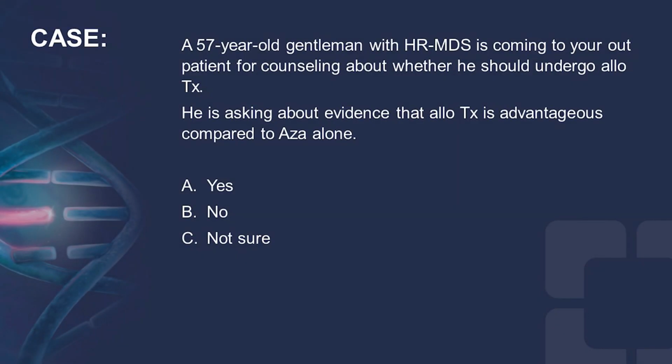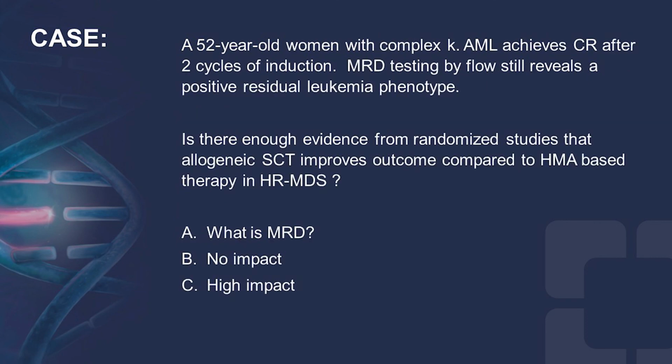And the last question is, a 52-year-old woman with complex karyotype AML achieves a CR after 2 cycles of induction. MRD testing by flow still reveals a positive residual leukemia phenotype. Is MRD important at this time of the analysis for the outcome after transplantation? Answer A, what is MRD?